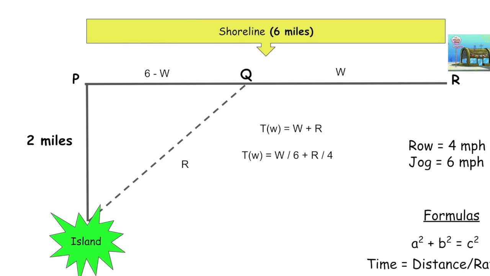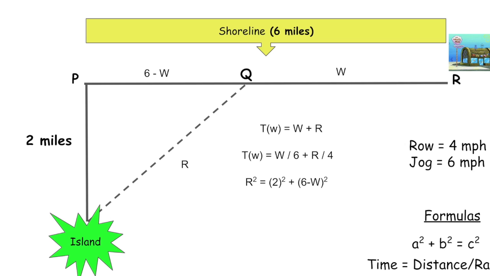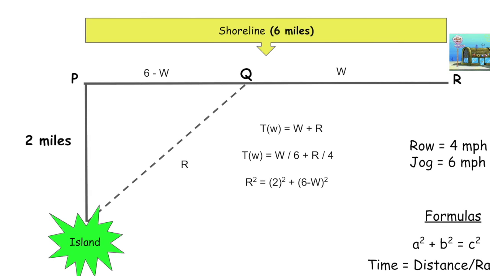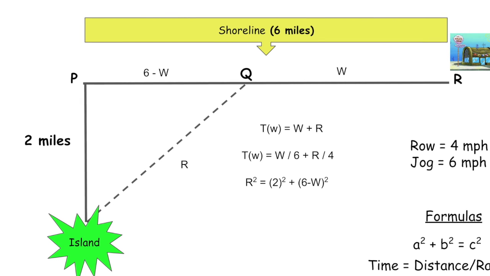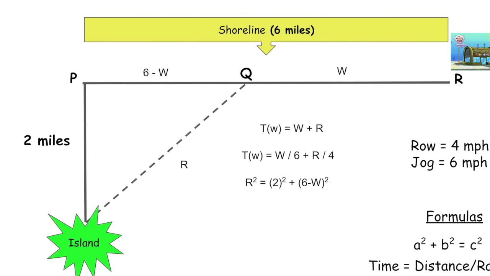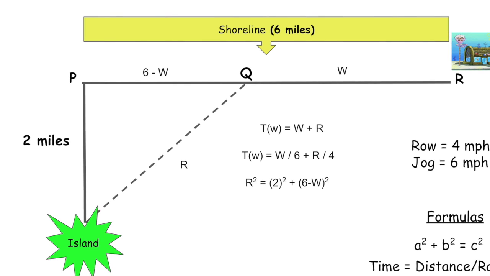Now R is not an input of the equation. W is the only input we have. So in order to find what R is, we have to put it in terms of W. In order to do this, we need to use the Pythagorean theorem, which will give us R squared equals 2 squared, which is the miles from the island to the shoreline, plus 6 minus W squared. And we're going to need to put that in terms of W, so we can put it in a function where W is the only input of the equation.